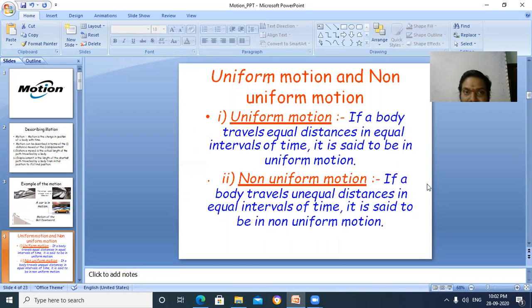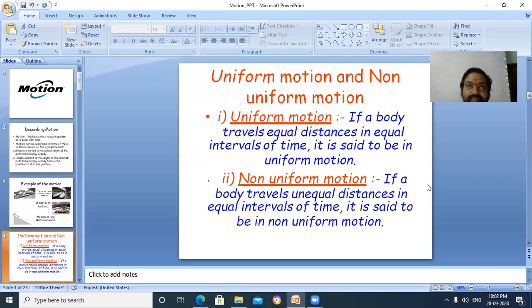We can take an example: if the body travels, say, 50 meters for every 20 seconds, then we can say the distance is uniform. That means the speed is uniform, the motion is uniform rather. So every 20 seconds it is covering 50 meters, which is uniform.